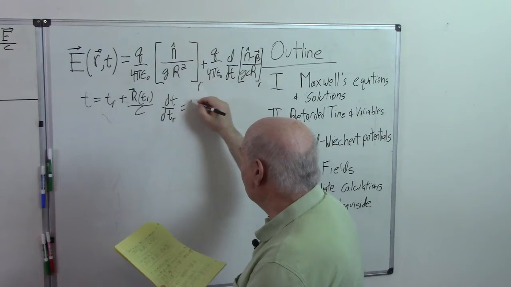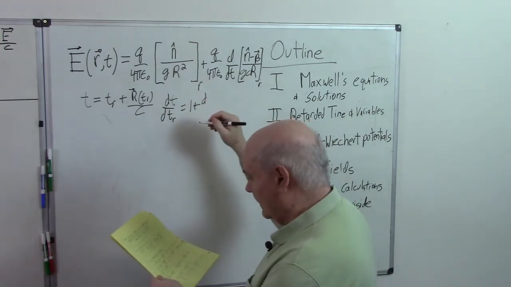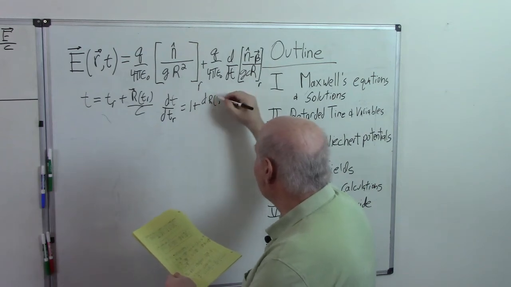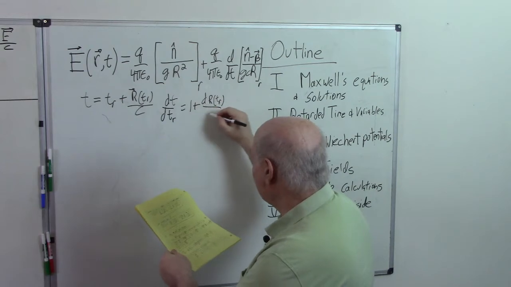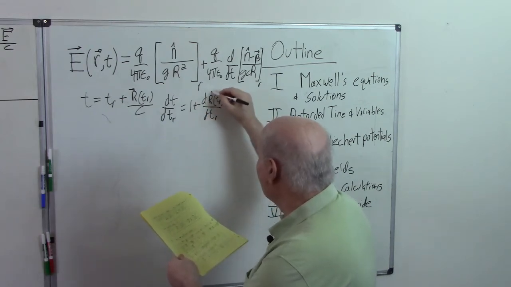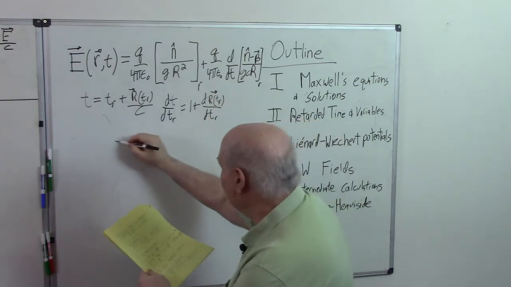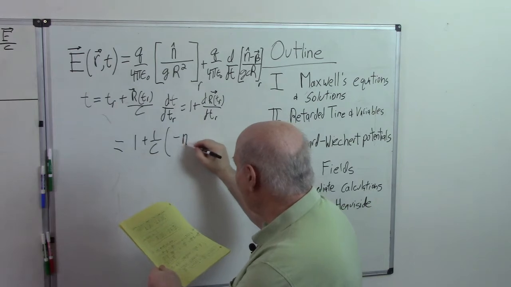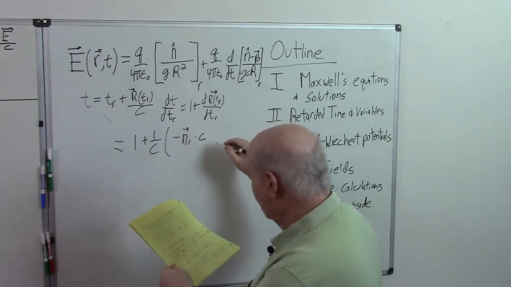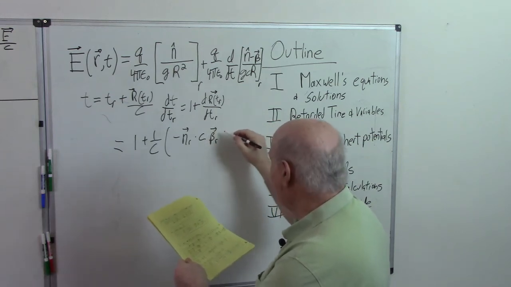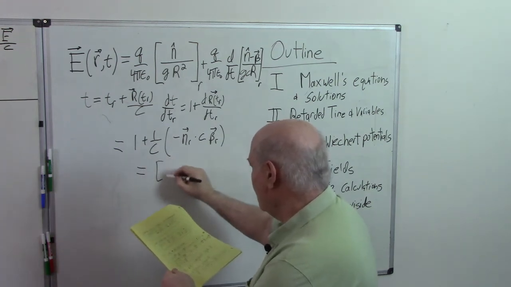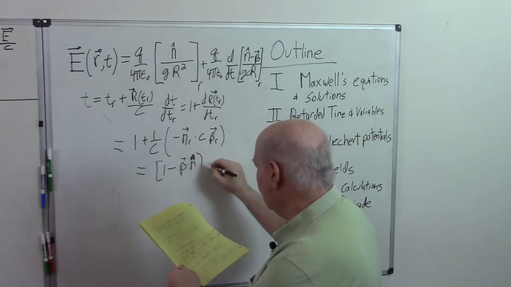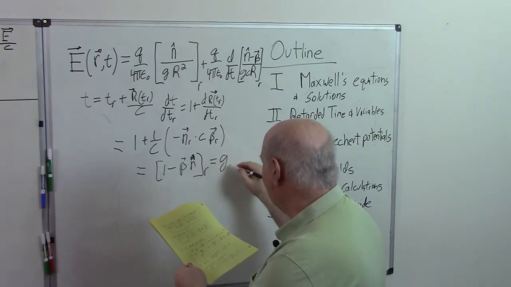And so just taking a derivative here, we get dt/dt_r is equal to 1 plus 1 over c times the derivative of R with respect to t_r, which is 1 plus 1 over c times minus n_r caret dot c beta_r, which is equal to 1 minus beta dot n, the unit vector n hat, retarded. We call this g, or I'll put the r on it, g_r.